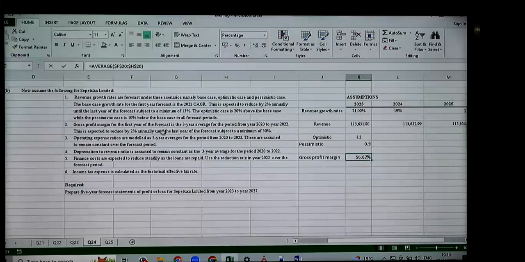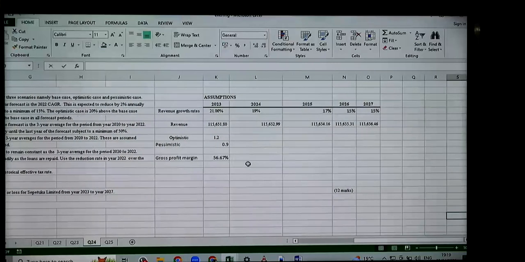And I've been told that this is expected to reduce by 2% annually until the last year of the forecast, subject to a minimum of 50. So minus 2, it will be 54.67%, tab to 52.67%, tab to 50.67%, tab. So the last one will be 50 because it cannot go below 50.